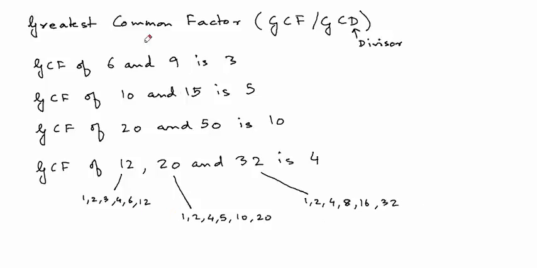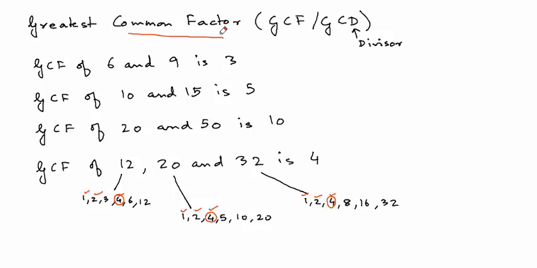Now if you look at the common factors between these three sets, we have a 1 on all three, we have a 2 and we have a 4. So 4 is the largest of them all, largest of the common factors. Reason why we call it the greatest common factor.